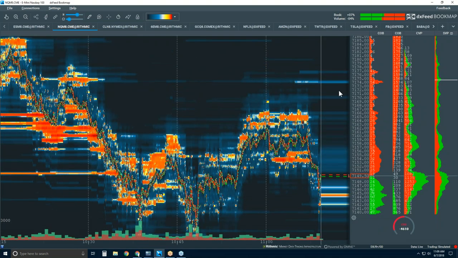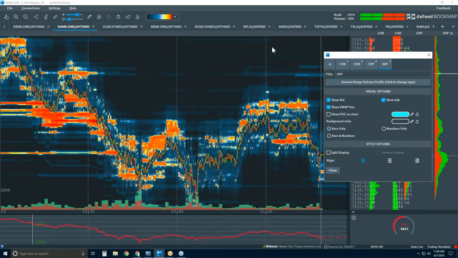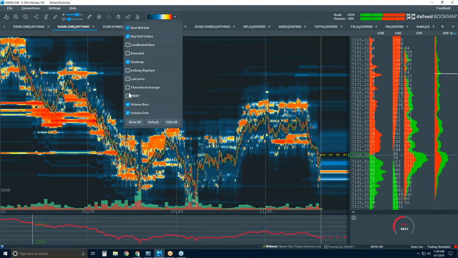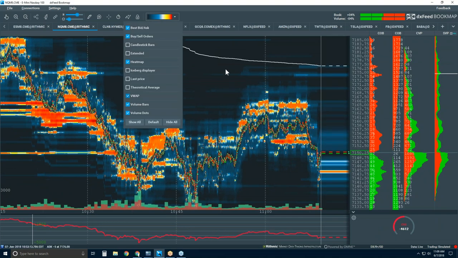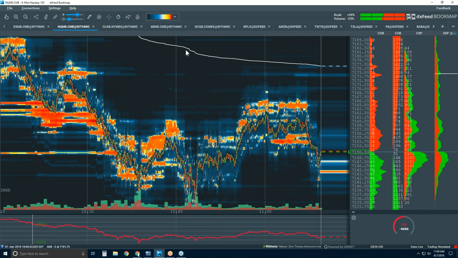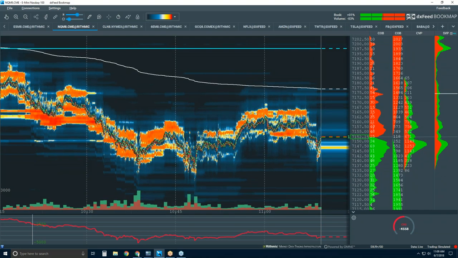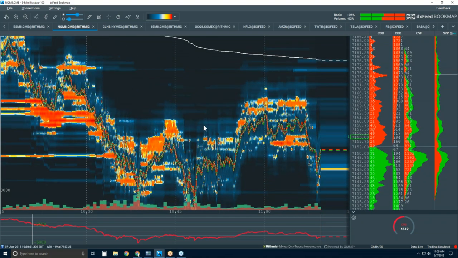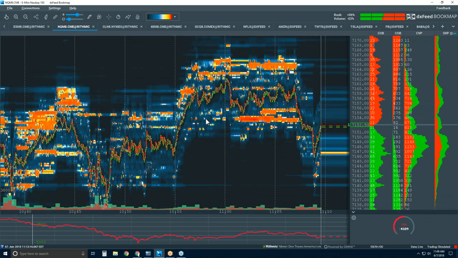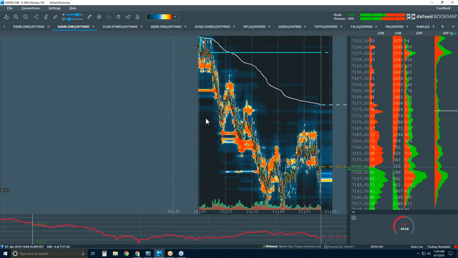All right. Let's open up some of our indicators here as well and get our VWAP up here. Historical VWAP, which is this white line. We also have a point of control, which is a blue line up here. It's way up here. Okay. All right, well, let's take a look at our bigger picture here, right?